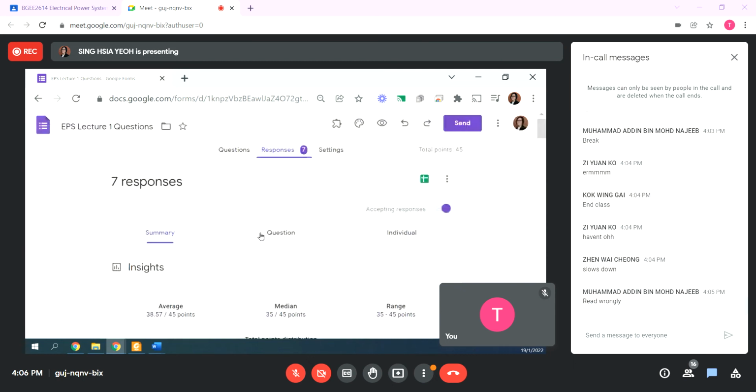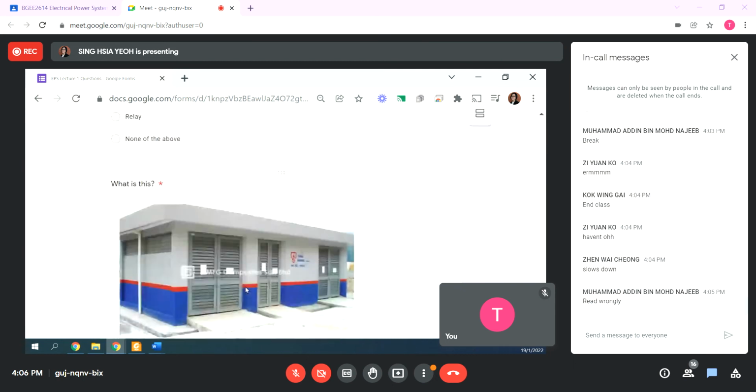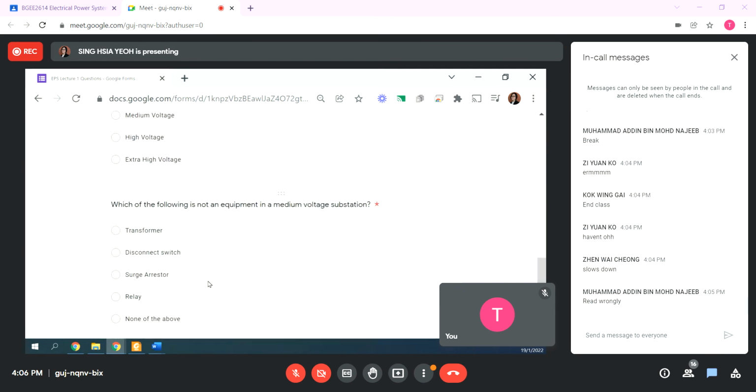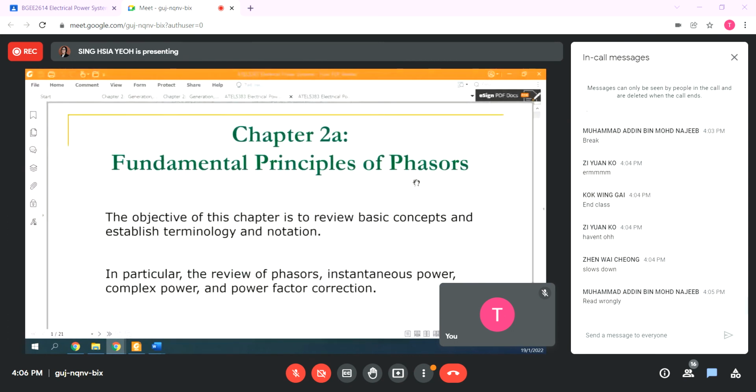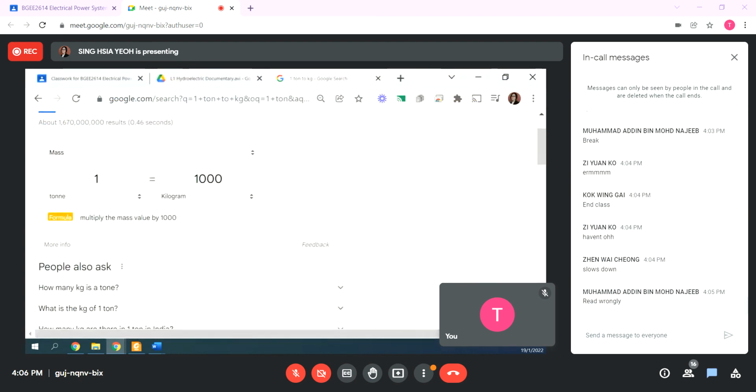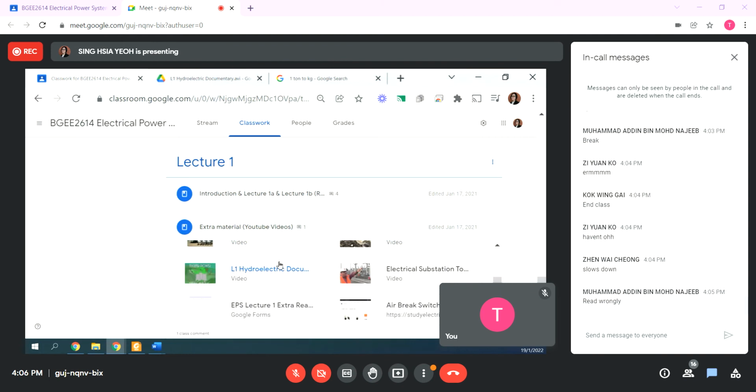I think the diagram is this TNB house. Okay, that's good. No problem for this. But the only problem is only 7 students answered. The other 7, where are you? Lecture 1.